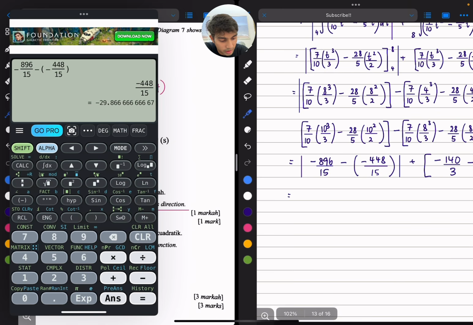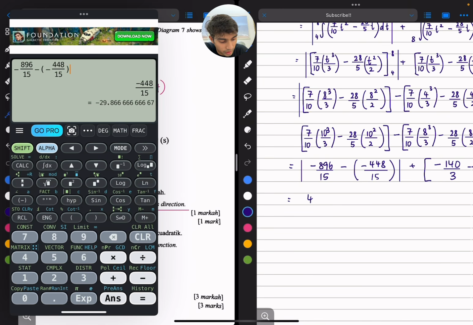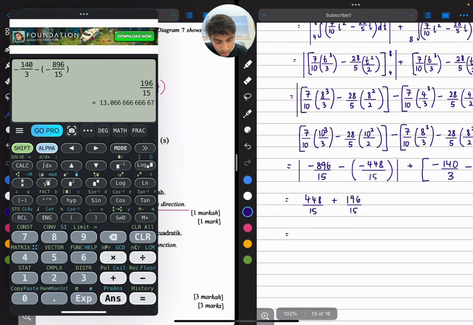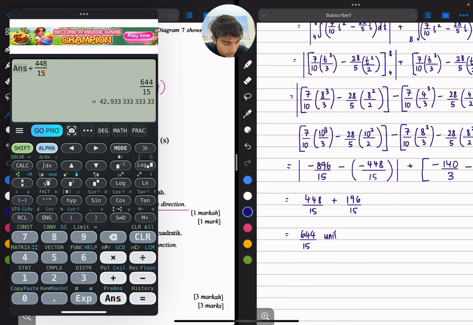But since it's modulus, you don't take the negative. So it's 448 over 15 plus negative 143 over 3 minus negative 896 over 15. Here we get 196 over 15. So our total area will be 644 over 15. Done.